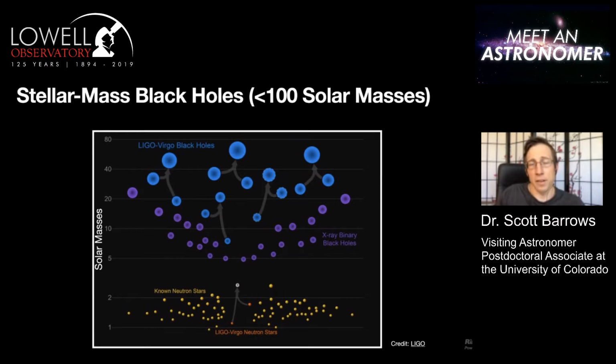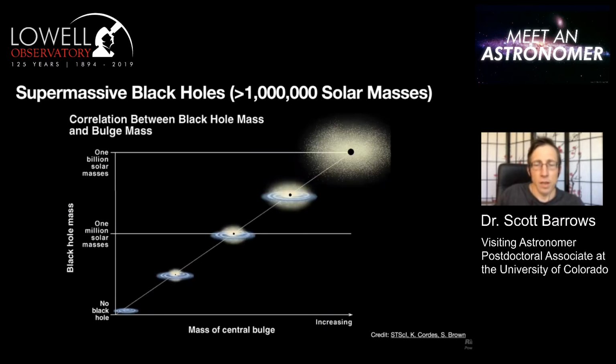On the opposite end of the scale, we observe supermassive black holes. So these are observed to be in the centers of massive galaxies. And so what you're seeing here is a qualitative representation of the correlation between the mass of black holes in the centers of galaxies and the mass of the galaxy itself, or more specifically, the central core of stars in that galaxy. And they correlate very well.